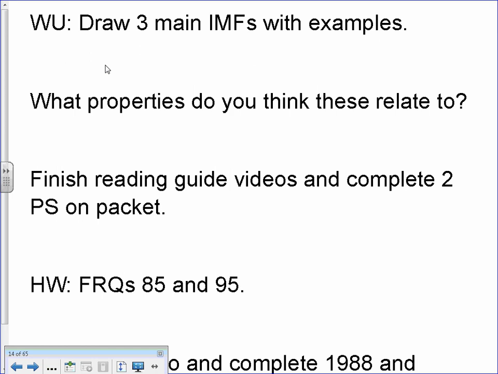But you guys actually take 3 minutes, draw IMFs with examples. Draw IMFs with examples right now so I can come around and see your notes from the video. I want you to think of a compound that would undergo hydrogen bonding, dipole, and ionic interactions, and draw it the way that you would anticipate it interacting.